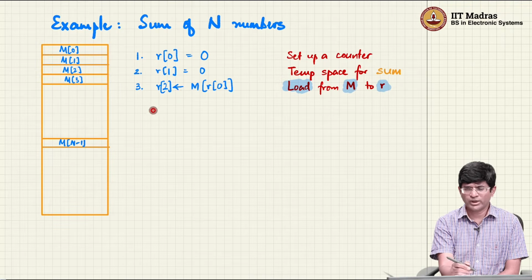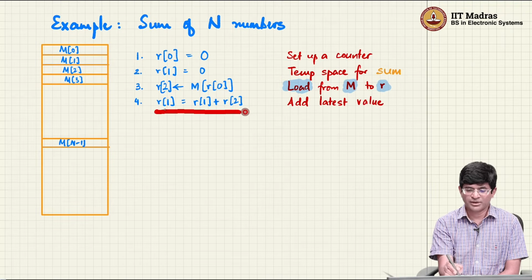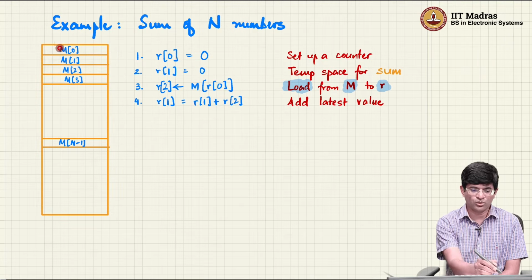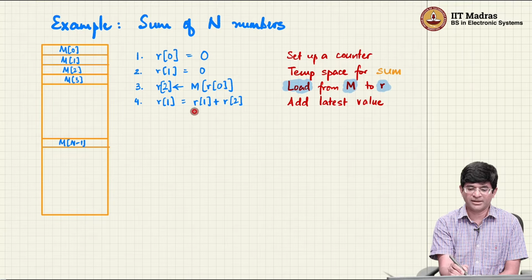right. Now what do I do with this? Add it to R1, because after all R1 is where my overall sum is being computed, right. So now what does R1 contain? It contains the value 0 plus whatever is in R2, which is m of 0. Okay, so the first value over here, in other words, has been added into R1.